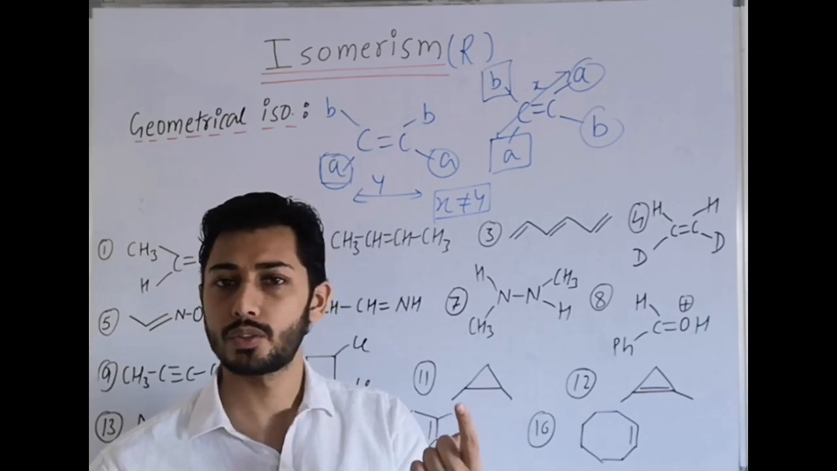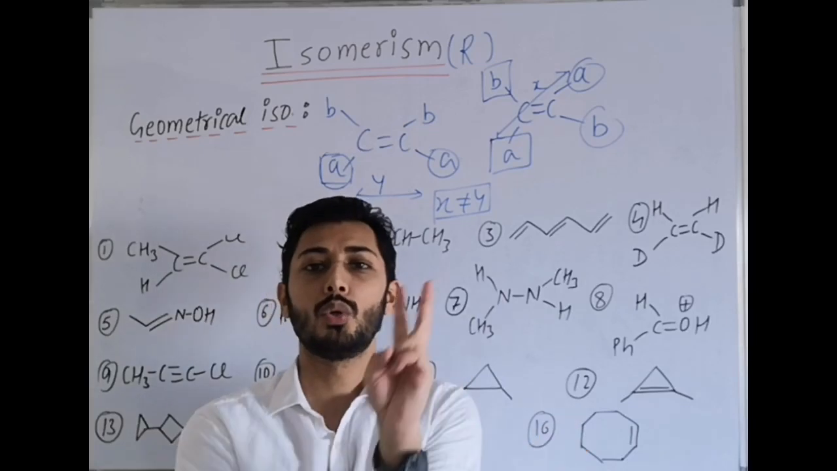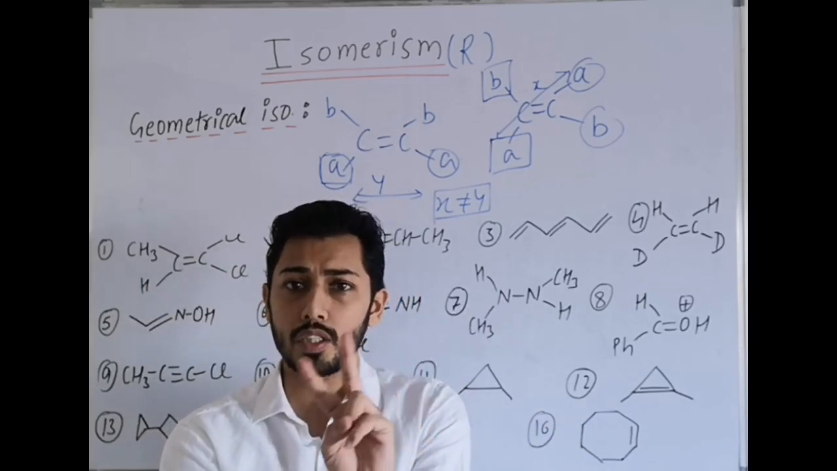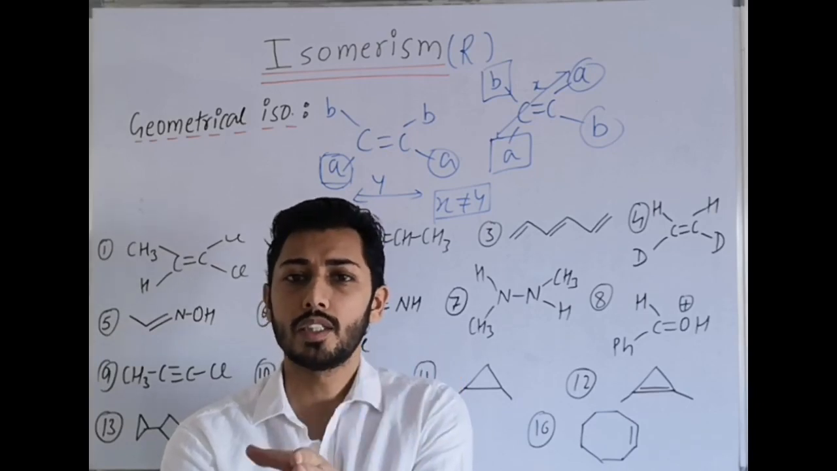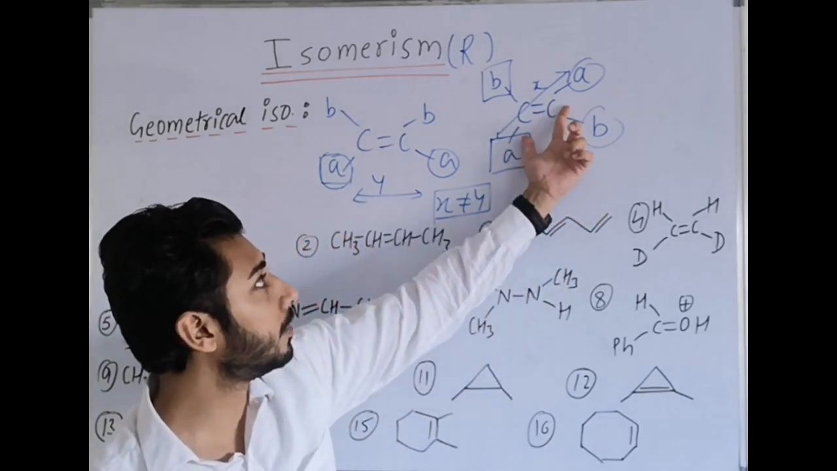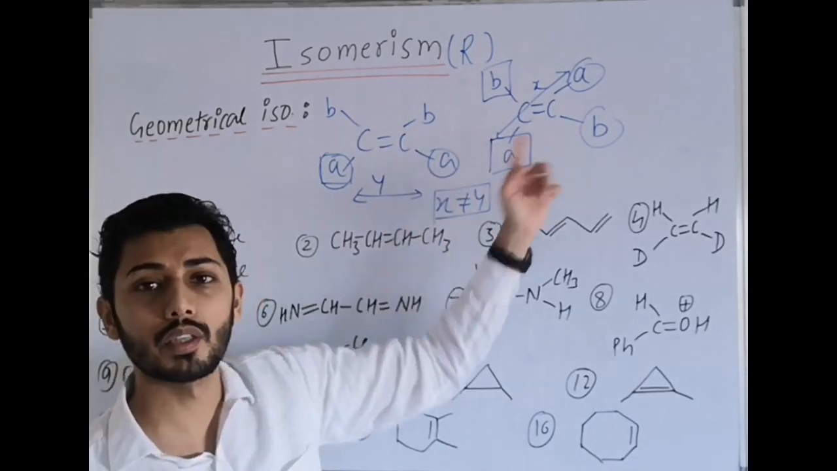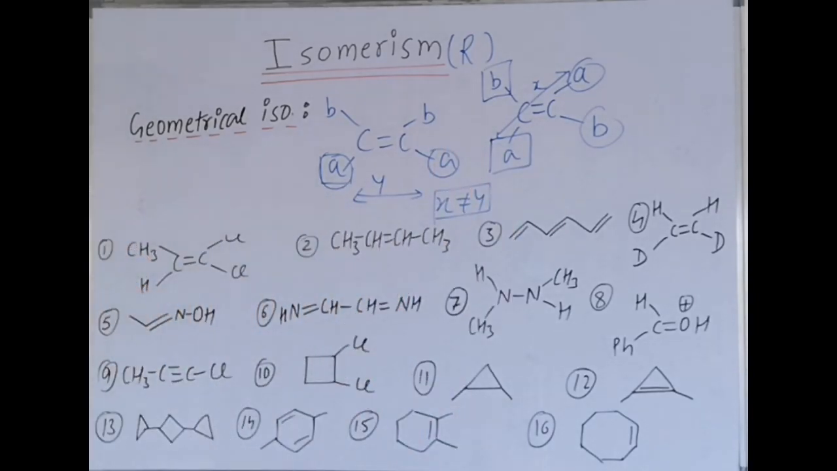So first condition, restricted rotation. Second condition, at each end of the restricted bond two different groups are there. That means the distance between the groups will change, and this is showing geometrical isomerism. Like in this case, the distance between AA is different in the other one. So these two are geometrical isomers. Now try these conditions in the examples.